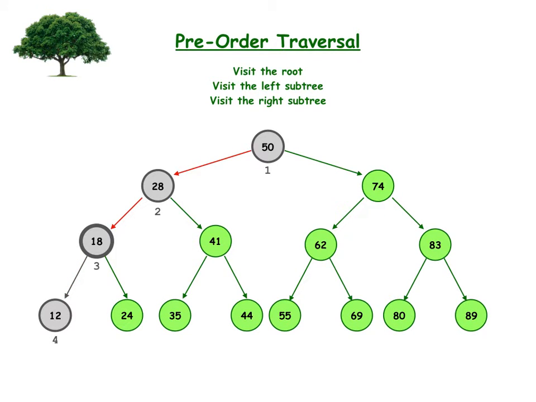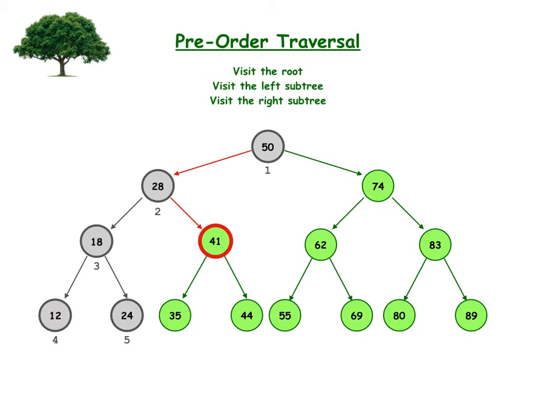So we're back at 18, we have visited 18, we have visited its left subtree. The next step, or final step, is to visit its right subtree. So 24 gets visited. 24 has no left, it has no right, so we're done with 24, we come back up. We've visited 18, we have visited the left, we have visited the right, so we're finished. We come back up.